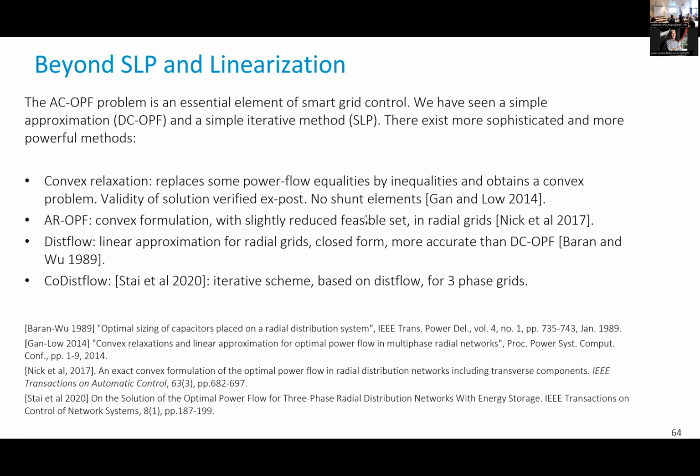What we have seen is that the problem is essentially a central problem in grid management, planning, operation, control. We've seen 2 simple methods for solving it, DCOPF and SLP, that both rely on linearization of the problem. Because that problem is so important, as you can imagine, there's a whole literature that is trying to solve it better. There are, for example, so-called convex relaxations that are used a lot. There are convex formulations, which is different from convex relaxation, that slightly modify the problem but work only for radial grids. This one works only if there is no shunt element. There are linear approximations that work only for radial grids that are more accurate than DCOPF, but do not work if there are loops in the topology, like in the grid I've shown. And there are other iterative schemes that work better for 3-phase grids, etc.